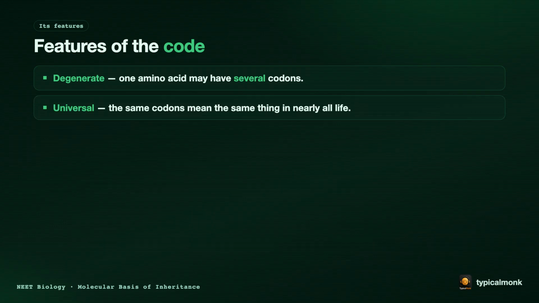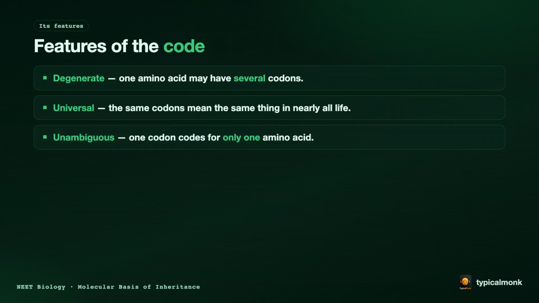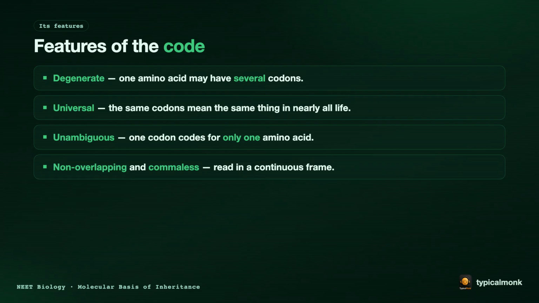Now, the features of the code. Degenerate, one amino acid may have several codons. Universal. The same codon means the same thing in nearly all life. Unambiguous. One codon codes for only one amino acid. Non-overlapping and commaless. It is read in one continuous frame.